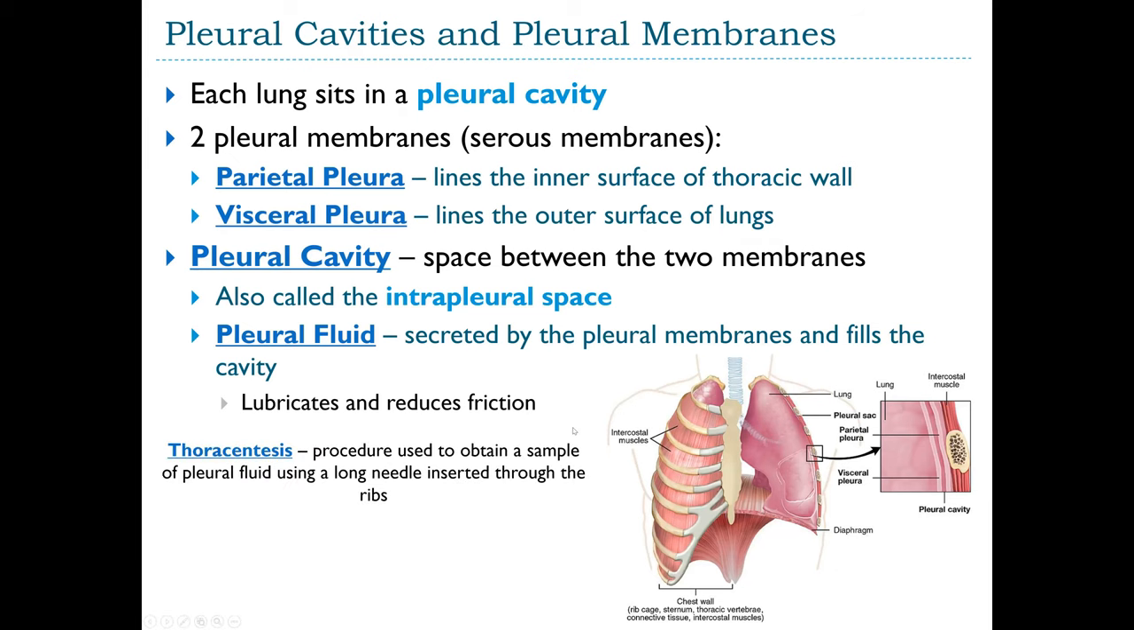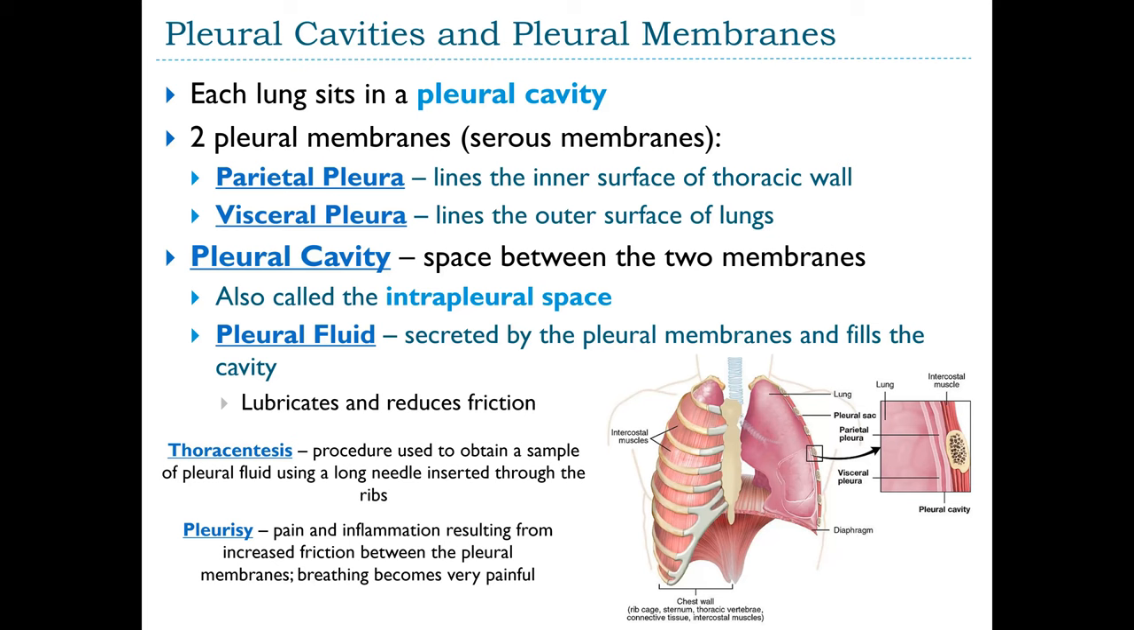So thoracentesis is a procedure used to obtain a sample of pleural fluid by using a long needle that is inserted through the ribs into the pleural cavity. And pleurisy is pain and inflammation that results from an increase in friction between the pleural membranes because something is blocking or interfering with the production of the pleural fluid. And with pleurisy, the breathing becomes very painful because every time you inhale and exhale, you actually feel those two membranes rubbing up against each other, and it's very painful.